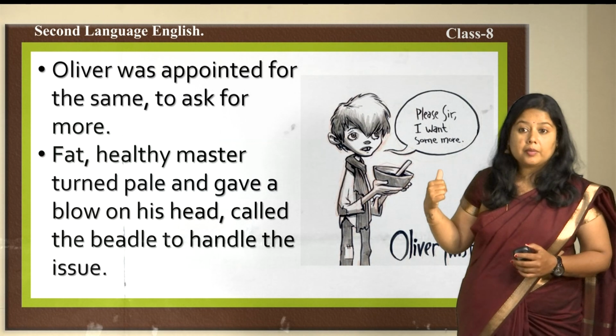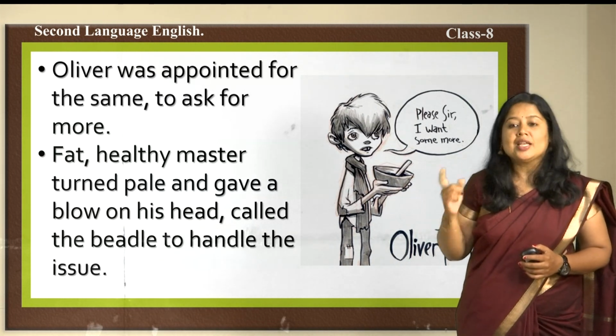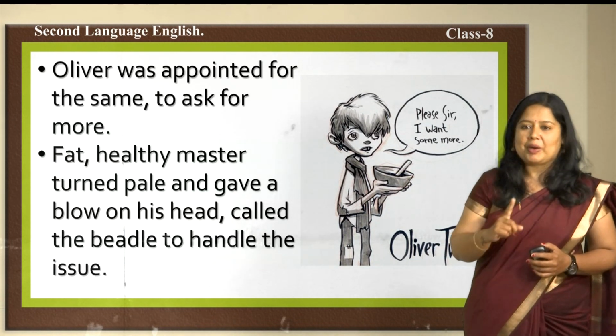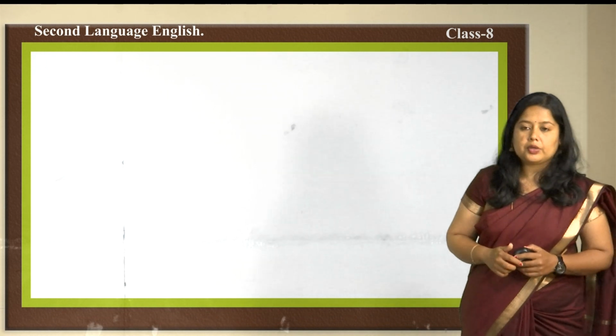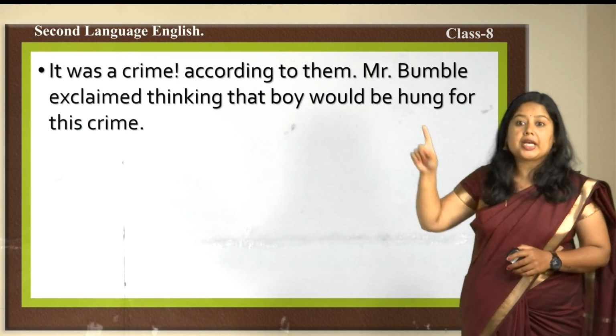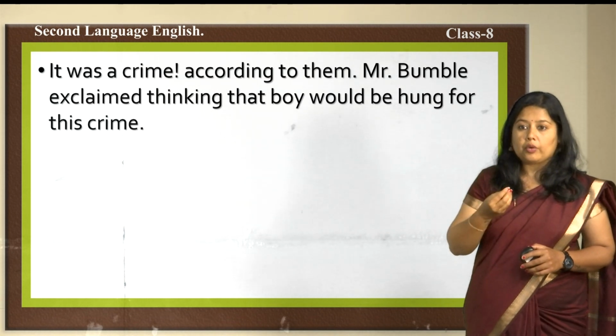Wait. He called the beadle. Who is the beadle in the chapter? Do you remember his name? Yes, you are right. That is Mr. Bumble. Mr. Bumble immediately came into the poorhouse to solve the issue. It was a crime according to them, of course, asking for more.